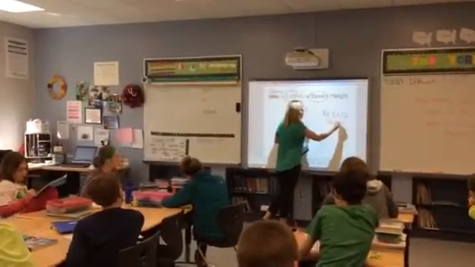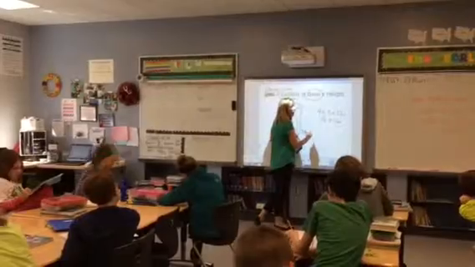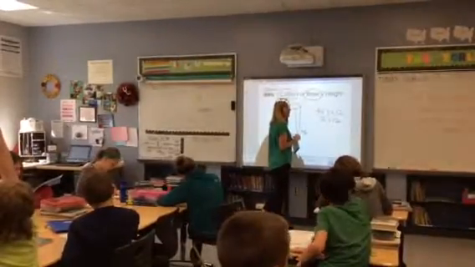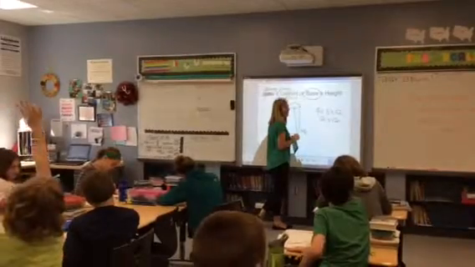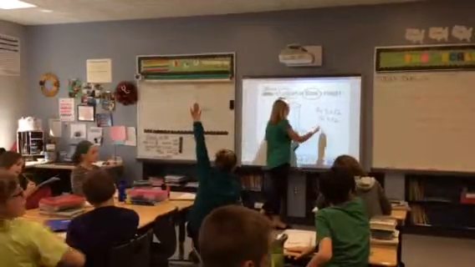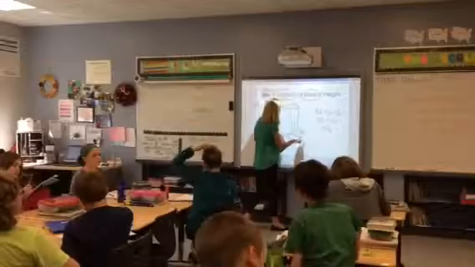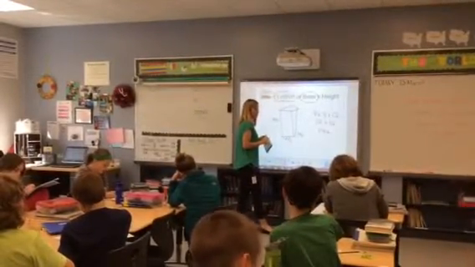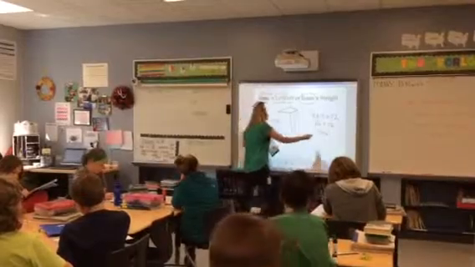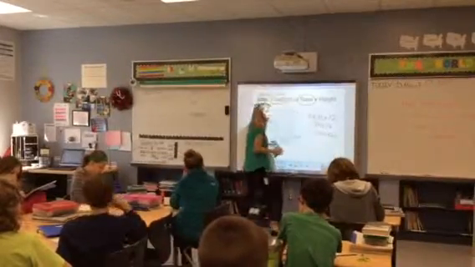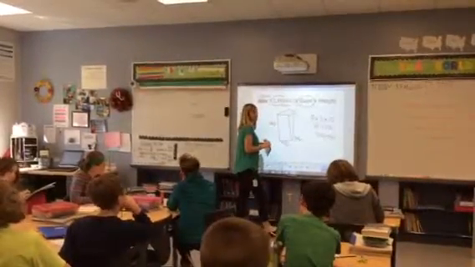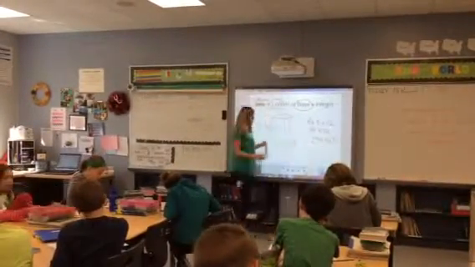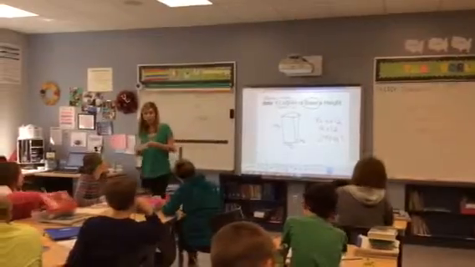And then 12 times 12 is? Can I do it real quick? 144. Now what's our units? Feet. And is this a 2D shape or 3D shape? 3. So what do I need to put above feet? A 3. Alright, so 144 feet cubed.